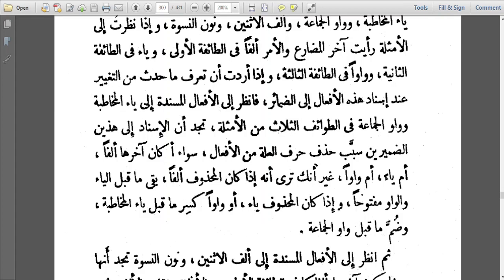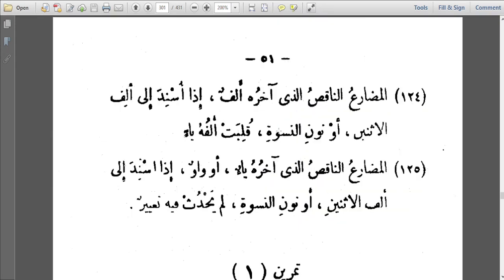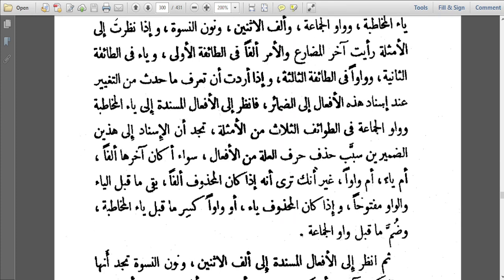Okay, what does he conclude? We go and confirm his conclusion. He says تجد أن الإسناد إلى هذين الضميرين سبب حذف حرف العلة من الأفعال سواء أكان آخرها ألفا أم ياء أم واوا. So we are looking at when the verb is connected to ya al-mukhataba and the waw al-jama'a, the harf al-illa that ends the verb is deleted, whether it is waw, yai, or alif.